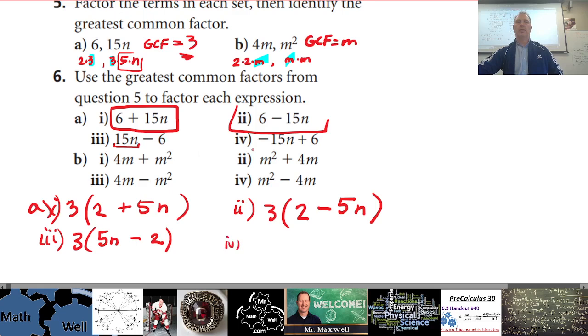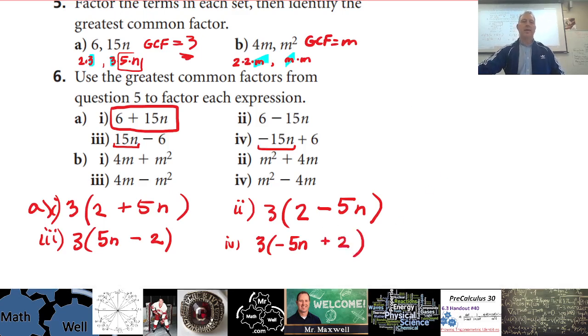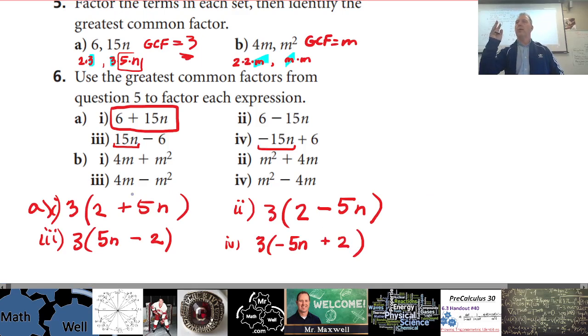And the fourth one over here, greatest common factor is still positive 3. I write negative 5n here, because of the negative sign there. Plus 2. And again, to make sure you've got these right, just do a quick distribution in your head even. For this last one, 3 times negative 5n is negative 15n. And the 3 times 2 is plus 6. So yeah, you've got your original.